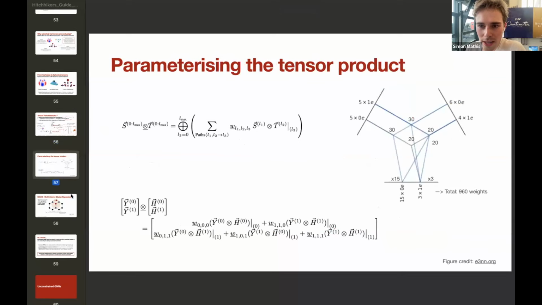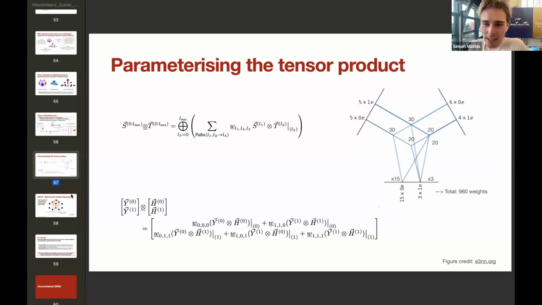And that is, you need to parameterize the tensor product. And the tensor product essentially is how you multiply those different kinds of spherical types. And if you do a tensor product of different irreducible tensors or spherical tensors, there are very specific rules for what you get out. What you get out is a tensor that you can decompose into a direct sum of, again, irreducible components.